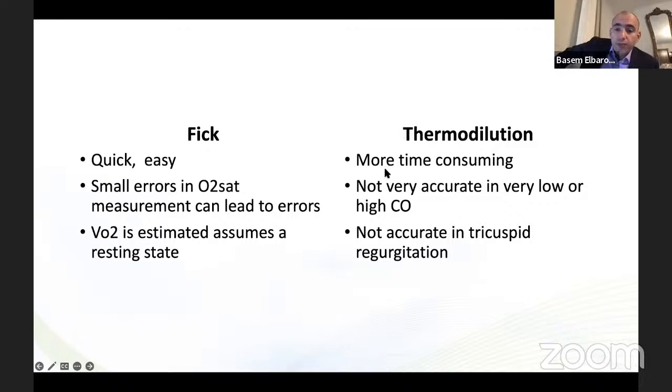Thermodilution is more time consuming. It's also not very accurate at very low or high cardiac outputs. And most importantly, in patients with tricuspid regurgitation, there is more blood getting mixed up with the solution than the actual cardiac output, so it will give you a wrong reading. So it's usually not useful in that situation.